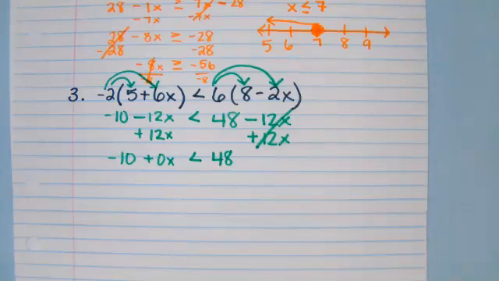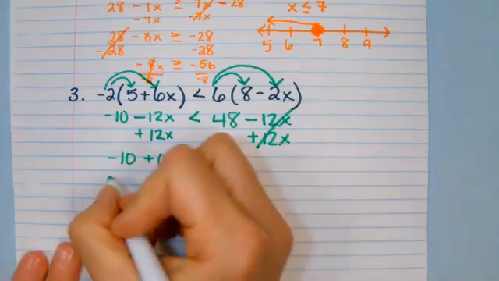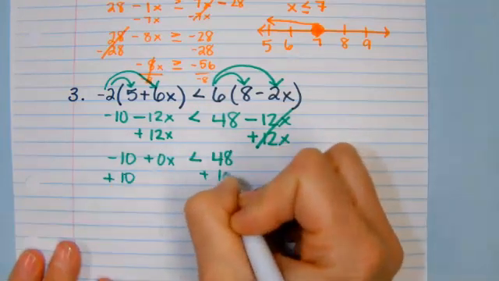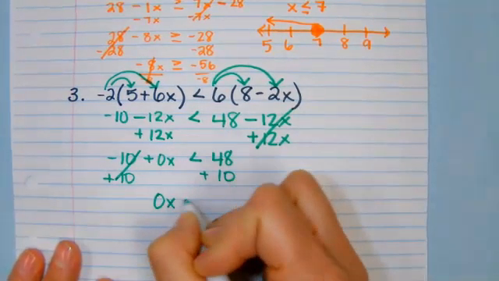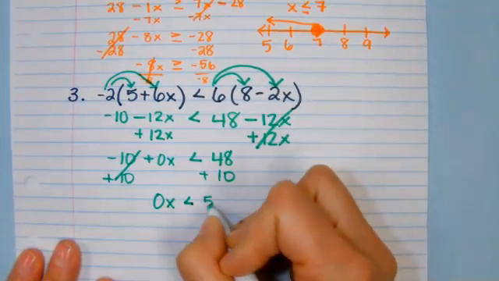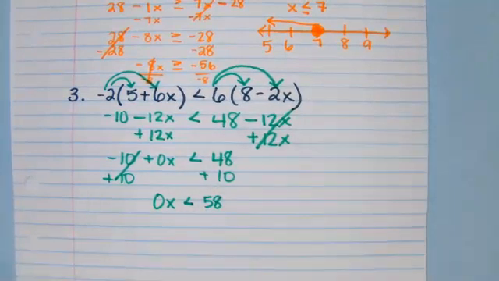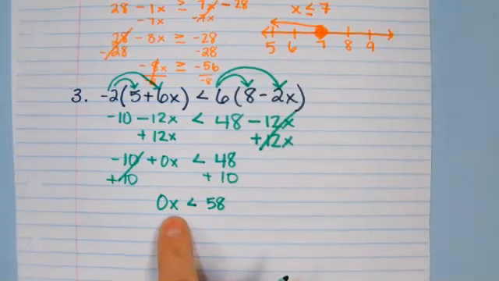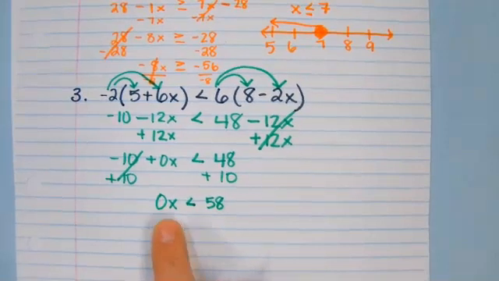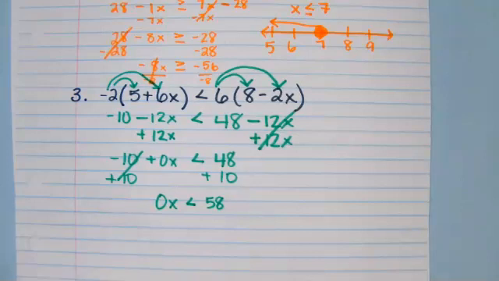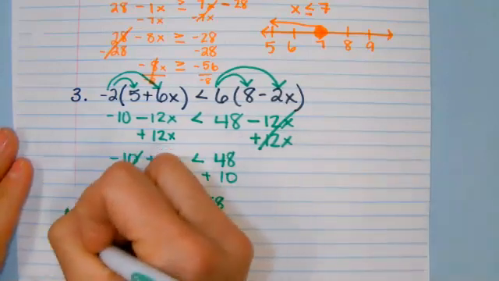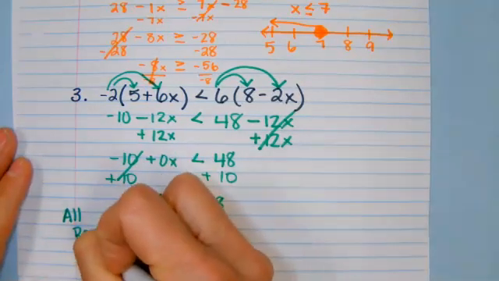Okay? Now I'm going to keep going. So what do I do next? Nope, wait, these two have already answered. Go ahead. Add 10. Great. Okay, so now I have 0x is less than 58. Now again, logic. So 0 times anything is what? 0. Is that always or never going to be less than 58? Always. So what's my answer? All real numbers or infinite solutions, right? So all real numbers.